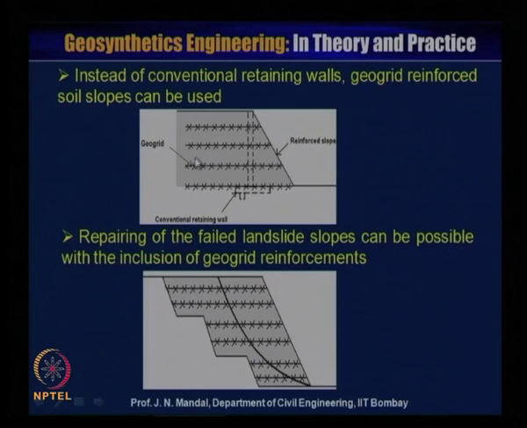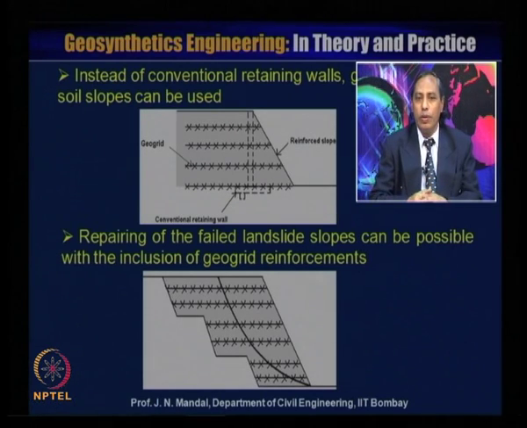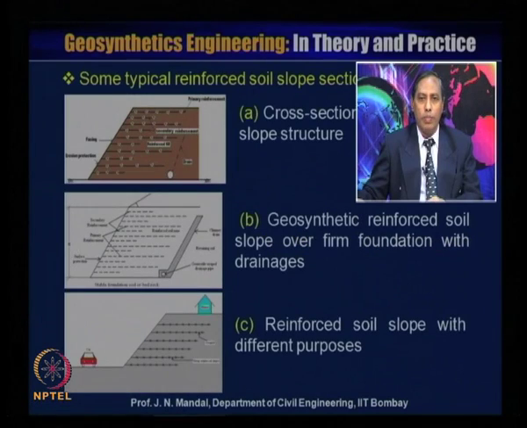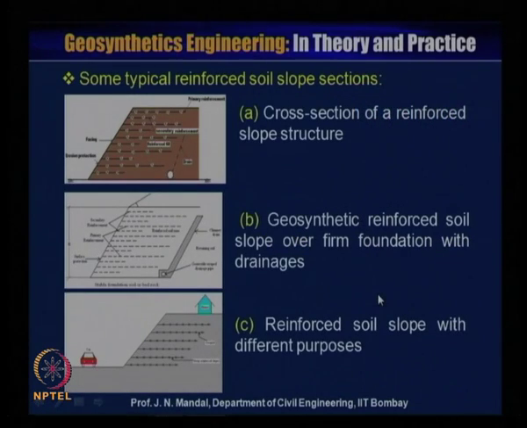Also, repairing of a failed landslide slope is possible with the inclusion of geogrid reinforcement. Most landslides occur because proper design and a proper drainage system have not been applied. So, you can use this geogrid material to protect the landslide slope by the introduction of geosynthetic material.